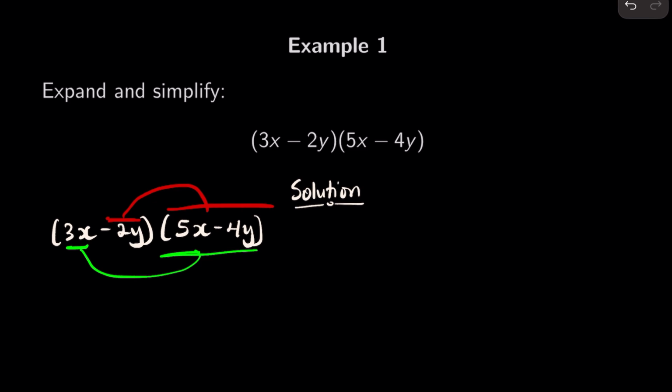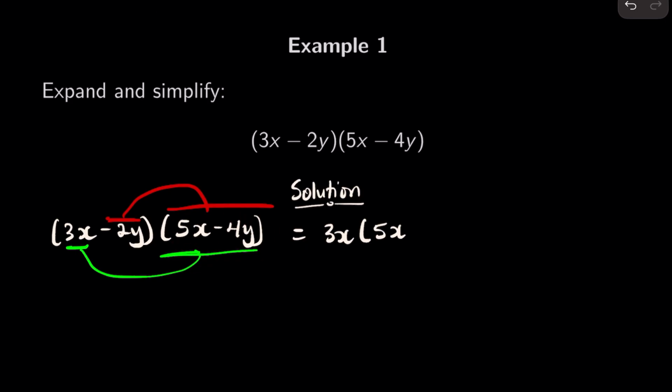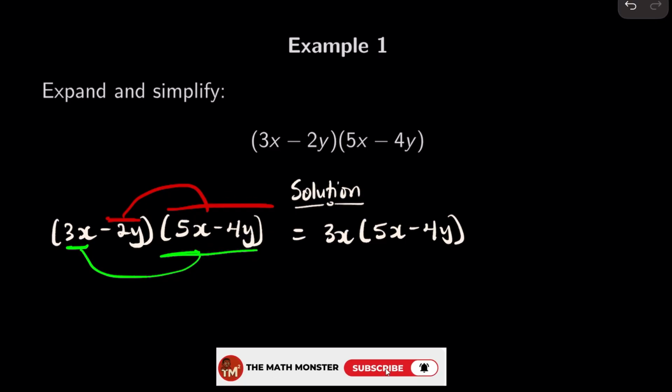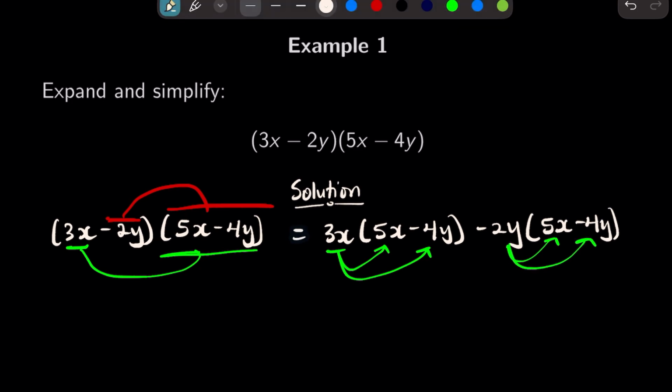And so we are going to have this equal to 3x multiplying the whole of this expression, so that's going to give us 5x minus 4y. And then minus 2y will also multiply the whole of this expression. So that will be minus 2y multiplying 5x minus 4y. Now next step, this will multiply this and this will multiply that. Likewise, this will multiply this and this will also multiply that.